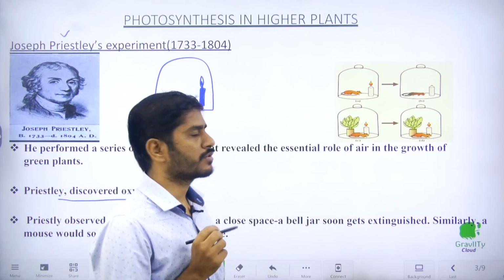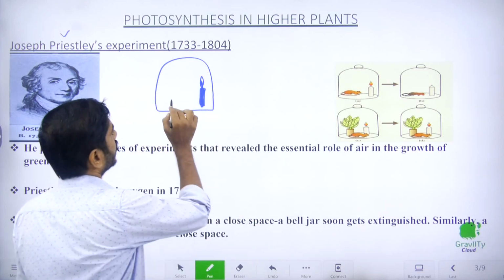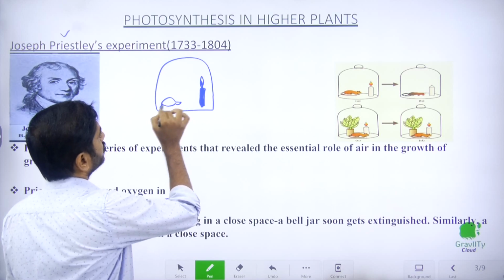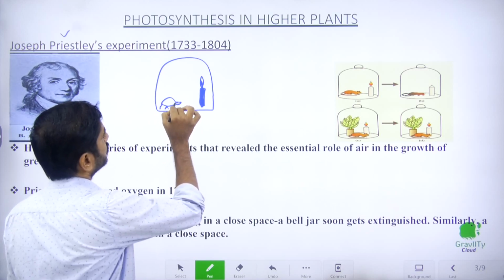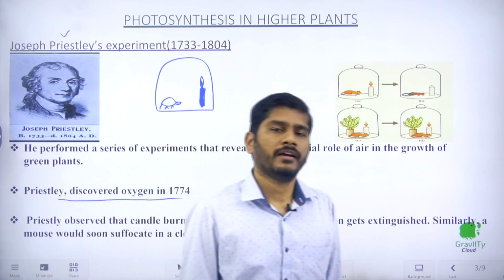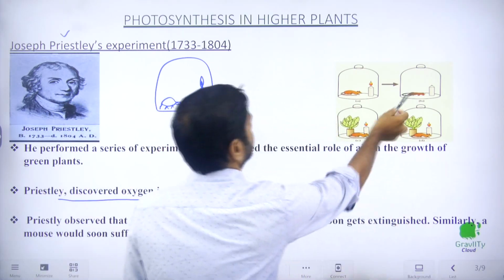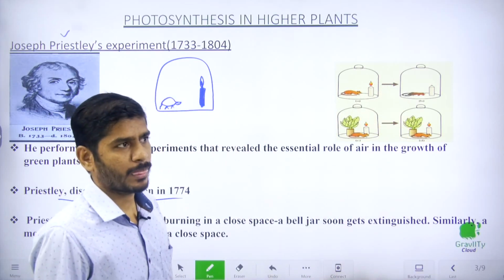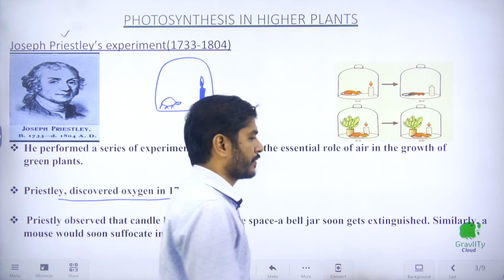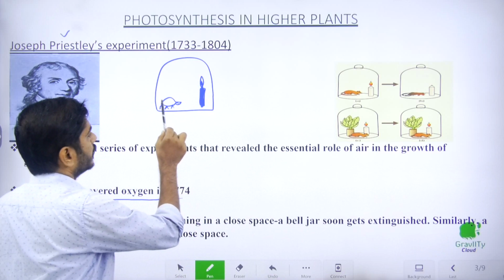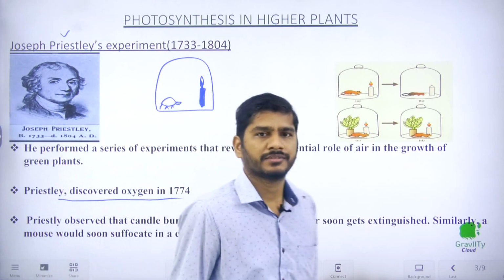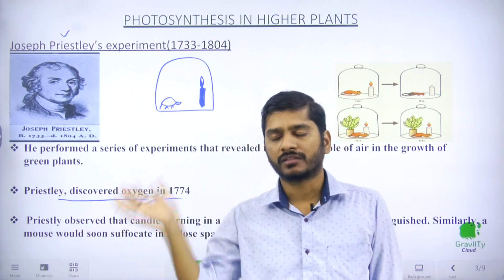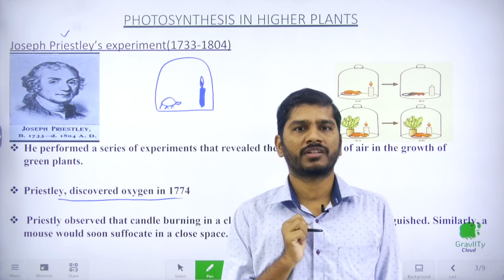So it doesn't have any proper conclusion on this. Then what he did again, he chose a rat, right? He chose a rat and placed it under this particular jar. After some time it also fainted. So he found that this candle light and this rat both are doing something, I mean they are removing something from that air which is required for living.